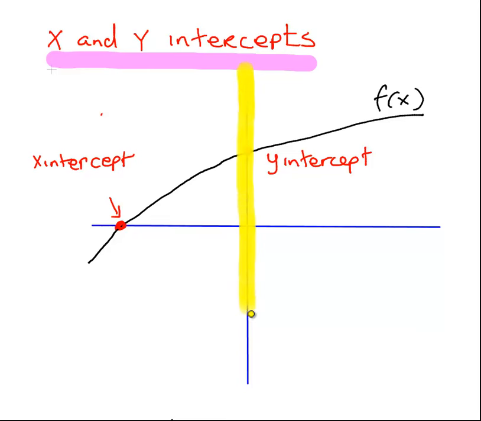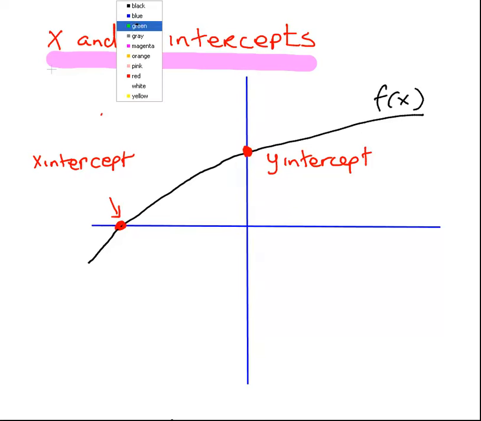That's the y-axis there. And where does it cross the y-axis? At this point here. So that's it really. What's the x-axis? What is the y-axis? Where did it cross the curve?